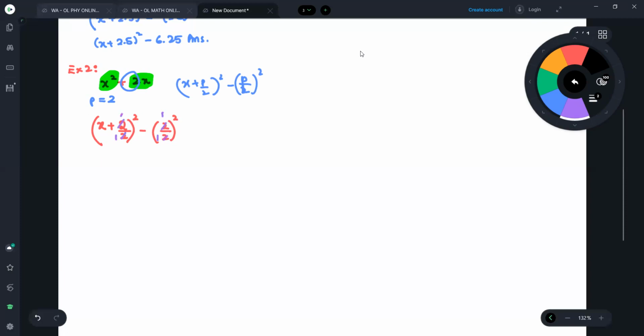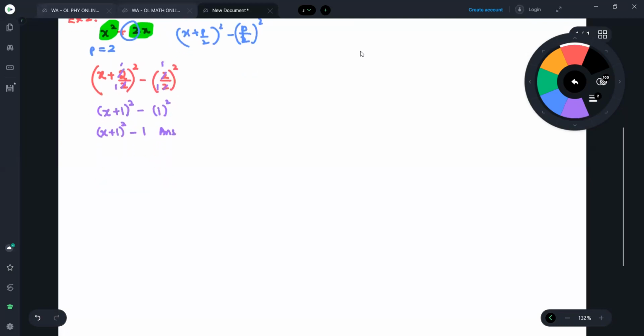So can I write this down as x plus 1 whole square minus 1 whole square? Yes or no? Yes. Can anybody tell me what 1 square is? 1. So my final answer is x plus 1 whole square minus 1, and that is the answer. That's it. Next is Abhiha.